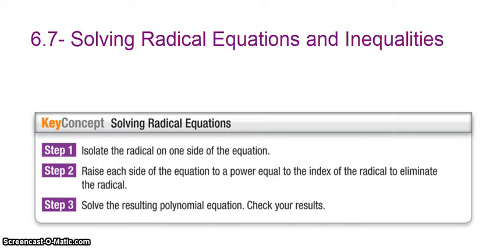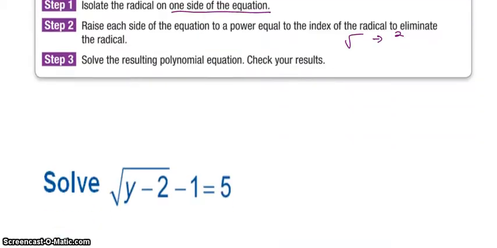So we've got some steps. We want to try to isolate the radical on one side of the equation. We're going to raise each side of the equation to a power equal to the index. So if I had a square root, I'm going to square both sides to eliminate the radical. And then I'm going to solve the resulting polynomial equation, checking my results. Checking your results is going to be pretty crucial just because we are working with square roots and we don't want our radicals to have something that is negative underneath if we have an even index.